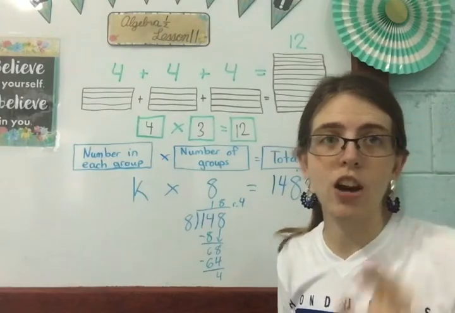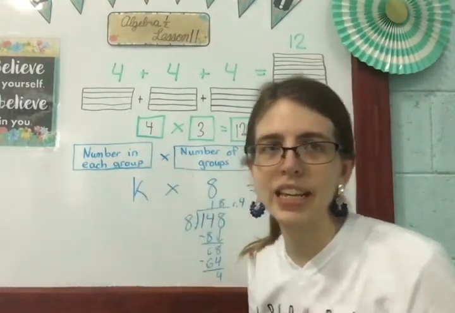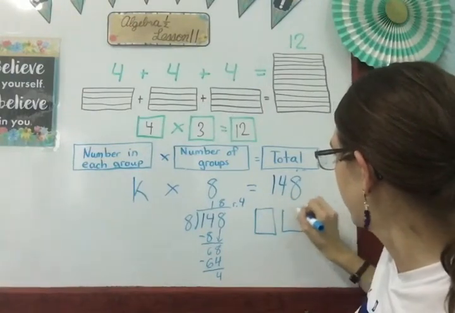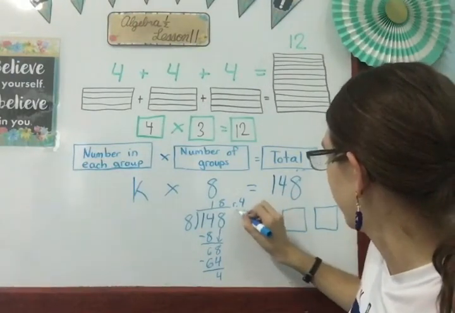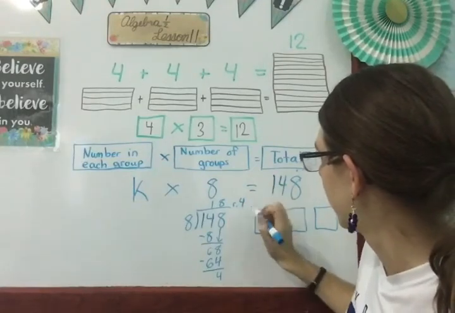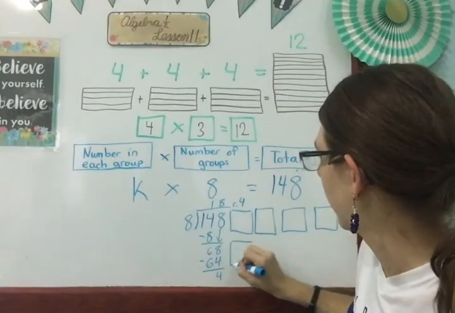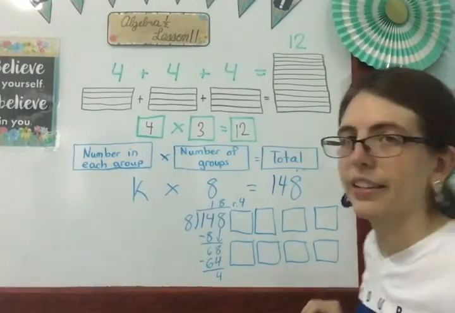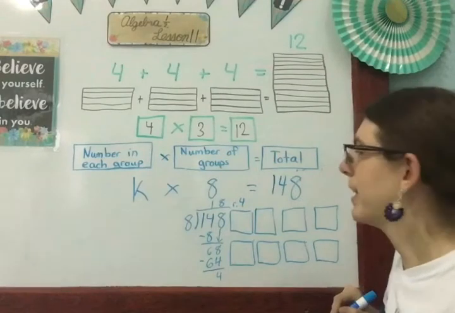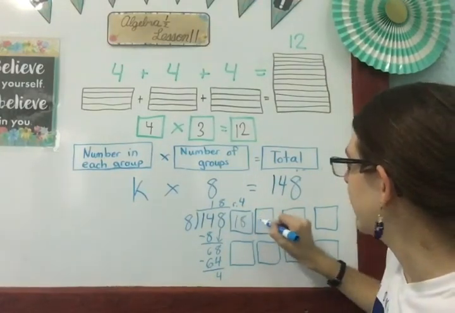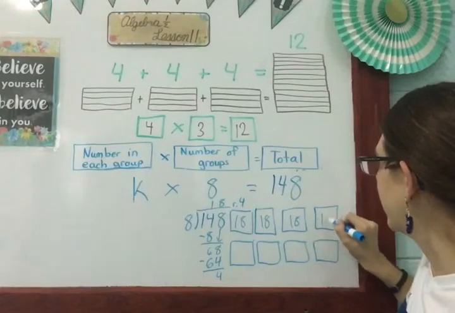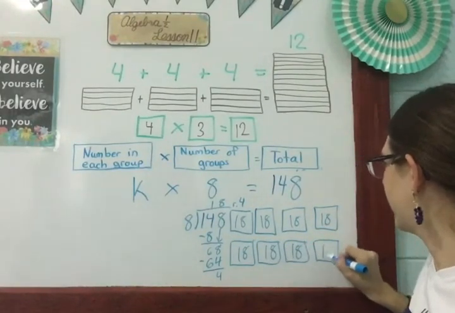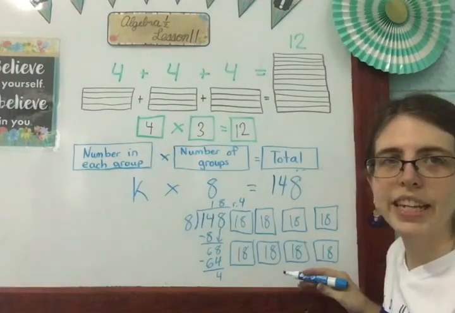So that means you're going to start out putting 18 kids in each space. So here are my 8 spaces. 1, 2, 3, 4, 5, 6, 7, 8. Okay? Can you see them all? There are my 8 spaces. So I'm going to start out putting 18 in each one, 18, 18, 18, 18, 18, 18, 18, 18. So I have 18 kids in each space.